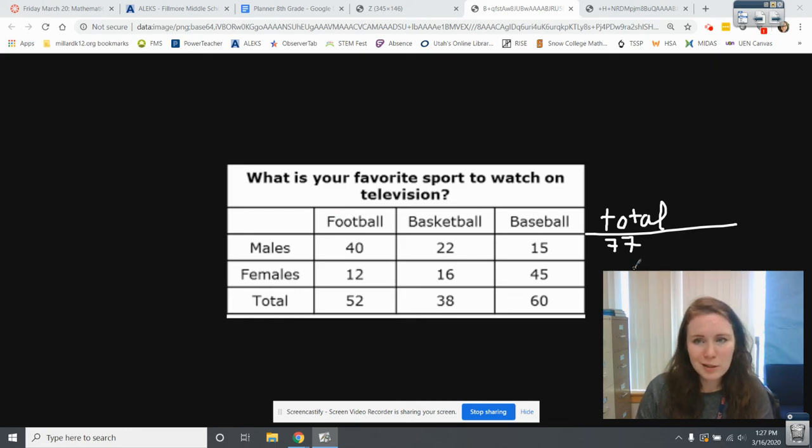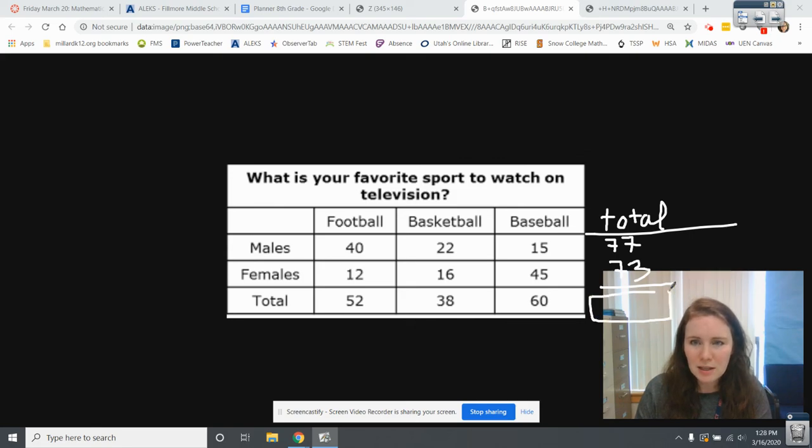Again, there should have been a total over here. We can add them together. Let's see. This is a little bit harder mental math. 40, 50, 60, 68, 69, 70, 71, 72, 73. A total of 73 females. Then there are a total of 52 people who like football, a total of 38 people who like basketball, a total of 60 people who like baseball.